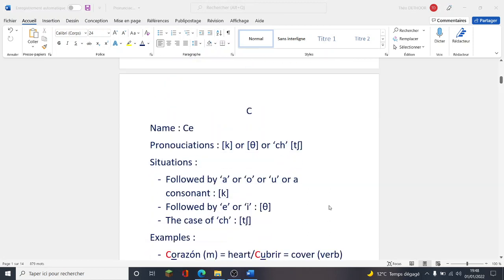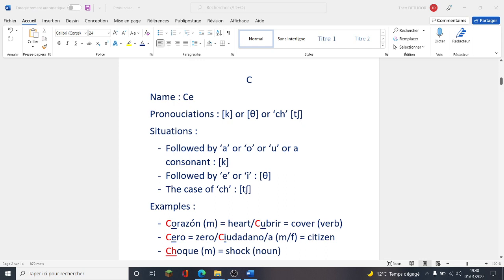Let's focus on the letter C, which is a little bit more complicated in Spanish, because it has several pronunciations depending on the context. The name of the letter C in Spanish is la C, and it can be pronounced either que, th, or ch, depending on the context. Let's focus on the context we can have with the letter C.